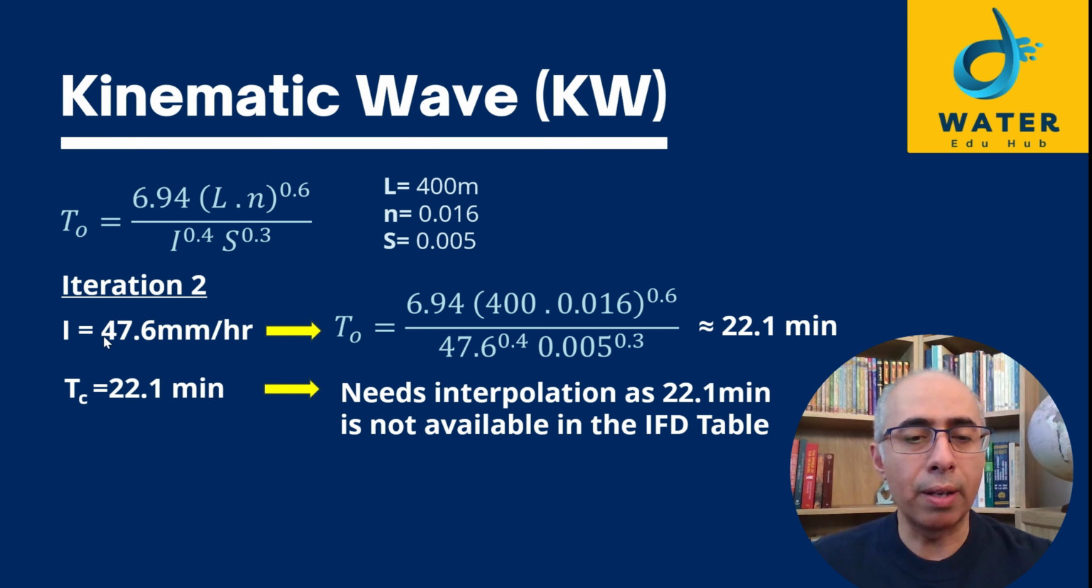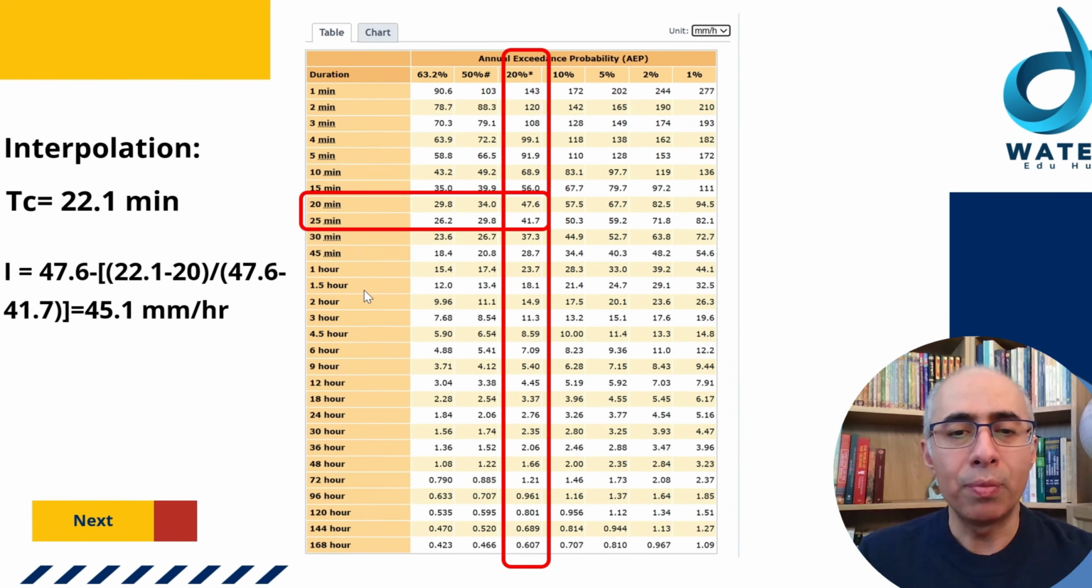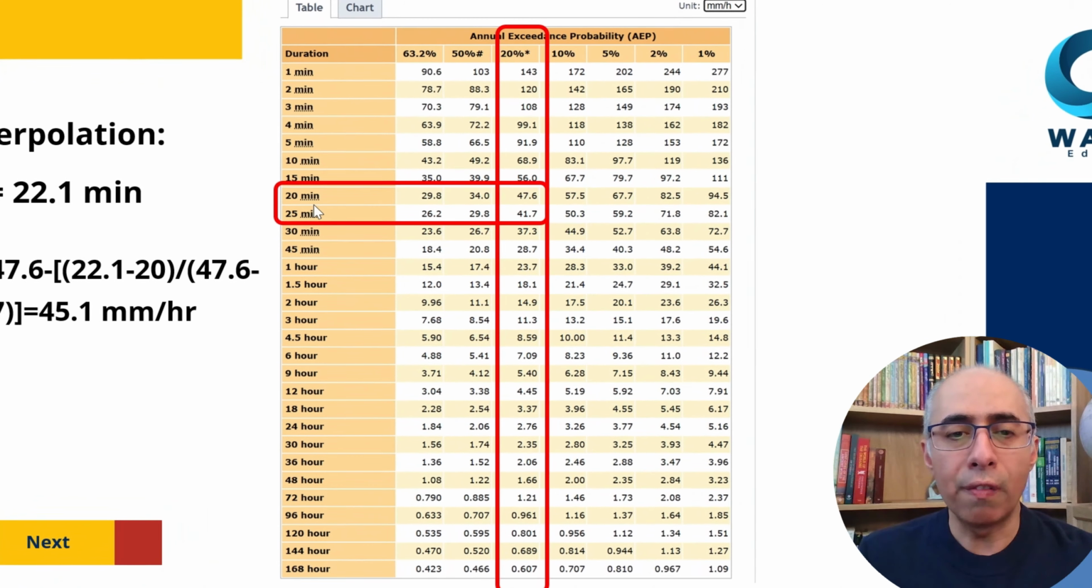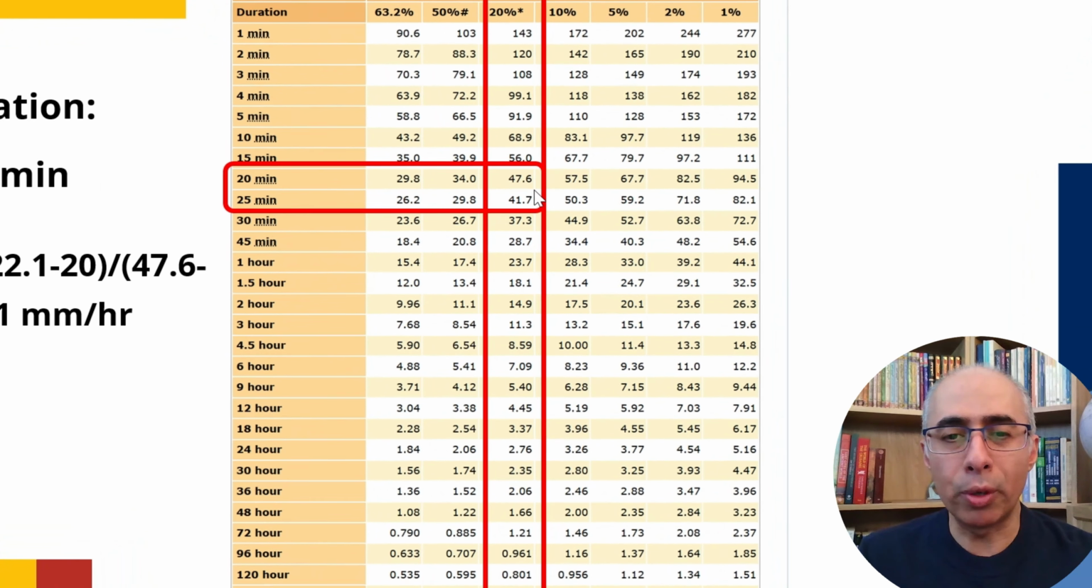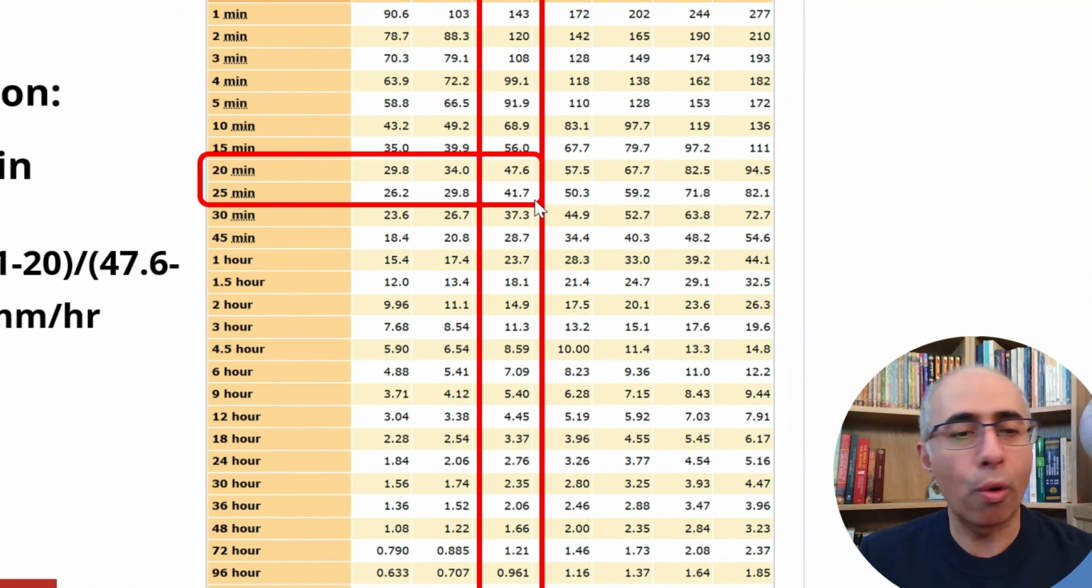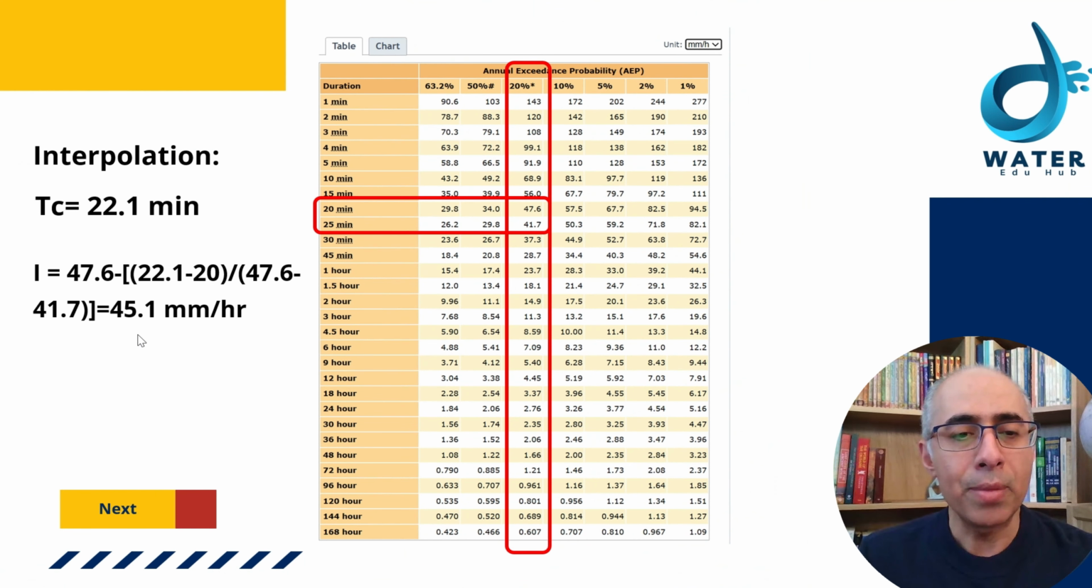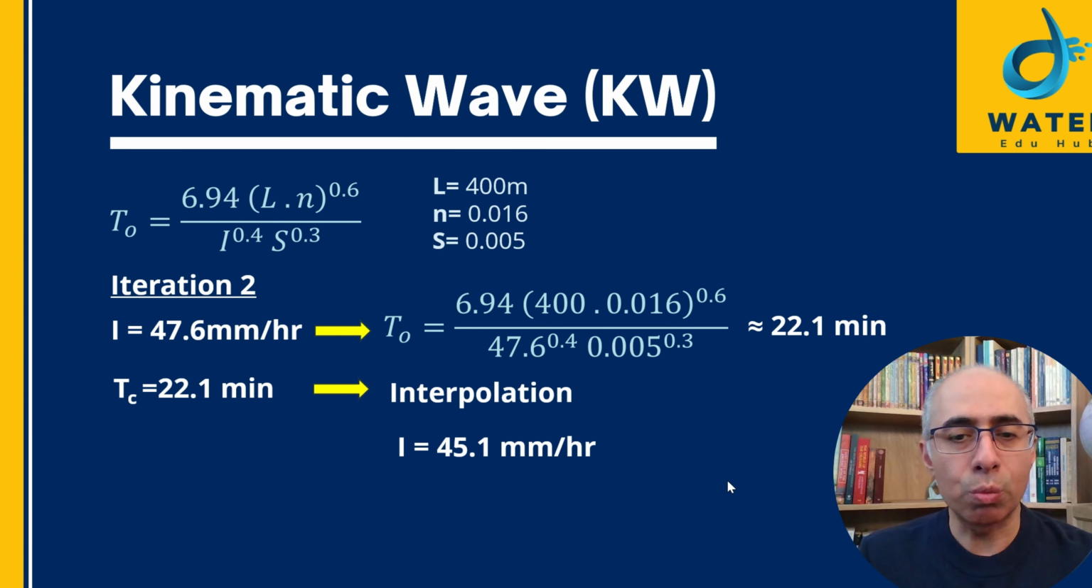And I come here, I plug in the 47.6 into the same equation. All numbers are the same, only the intensity is going to be different, and I will get 22.1 minutes this round. So that means that our second iteration is now completed. I go to the table, this round for 22.1, I fall between 2 rows. We don't have 22 in the table. So I need to interpolate between 47.6 and 41.7, which I have already done here. And the answer will be 45.1. I bring it back as my next I for the next iteration.